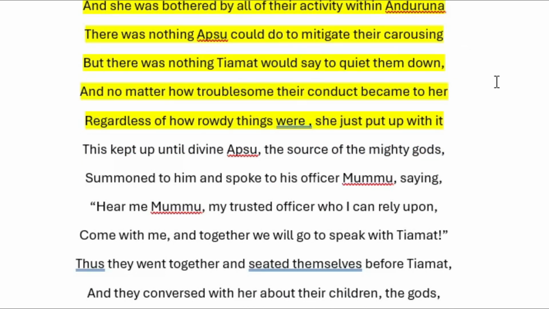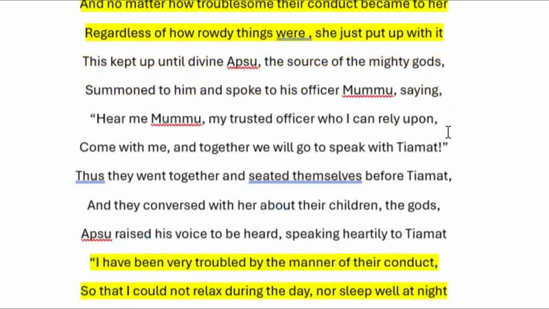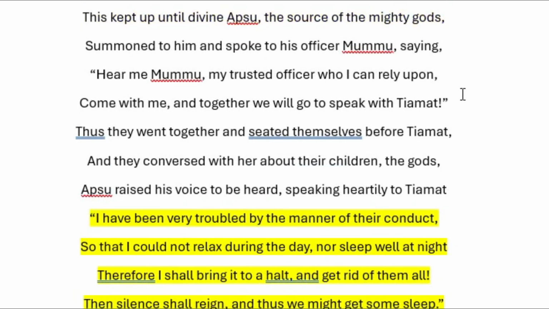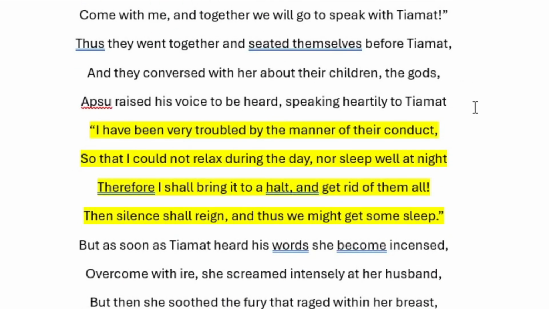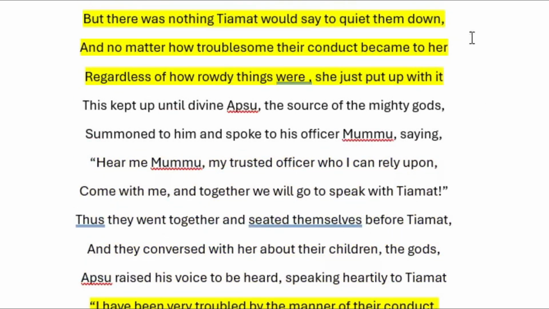That's the higher awareness. At this point in time, the higher awareness is not able to stop things. There was nothing Tiamat would say to quiet them down, and no matter how troublesome their conduct became to her, regardless of how rowdy things were, she just put up with it. Okay, let's move on here. This represents our inner selves and our inner, that would be like the daughters of men.